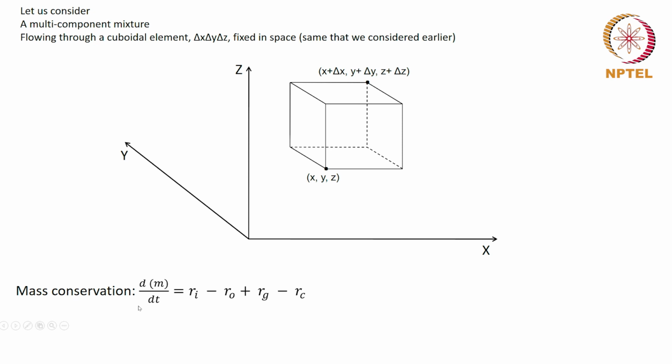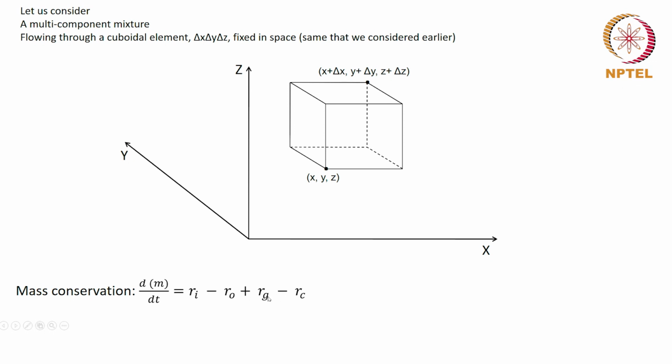So, this is the mass conservation equation. dm/dt equals input rate minus output rate plus generation rate minus consumption rate. This is a single species, so you could have generation, you could have consumption through appropriate reactions that happen. Therefore, all the terms are relevant here.